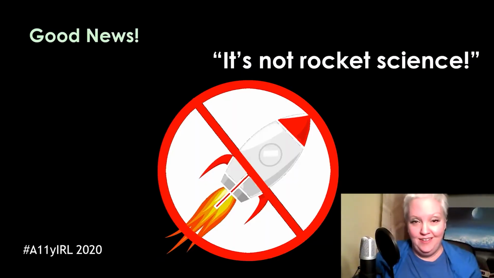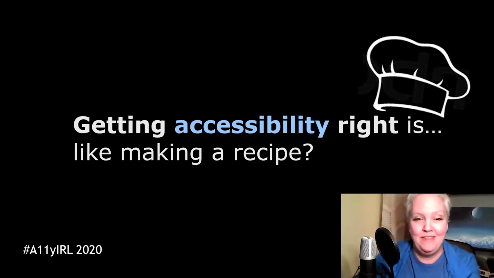So great news. Getting accessibility right, getting universal design right is not rocket science. I like to emphasize that for people. You just have to spend some time thinking about it. In fact, I would say getting accessibility right is like making a recipe. But that sounds like a strange thing to say. So let me walk you through this analogy.